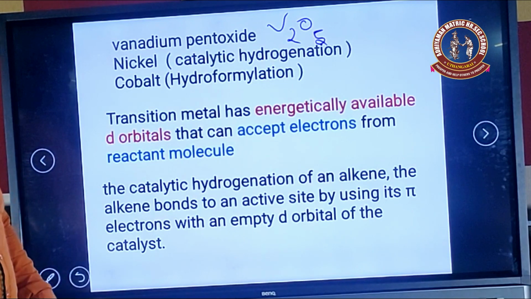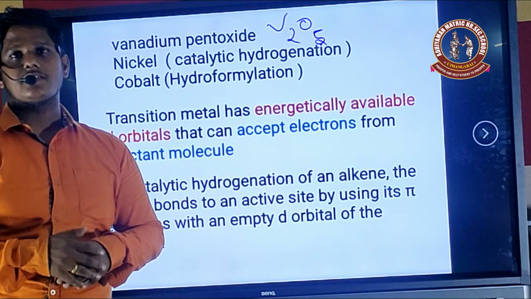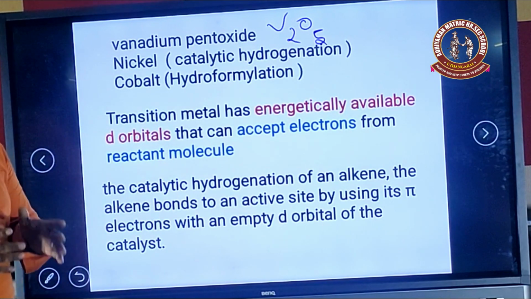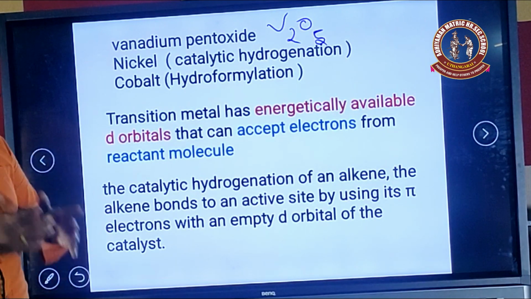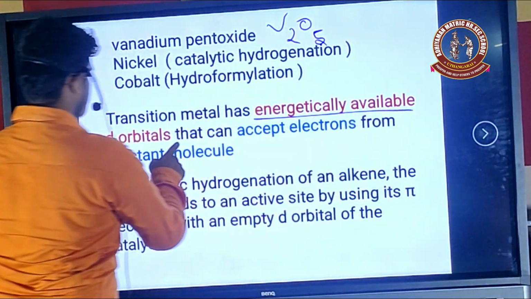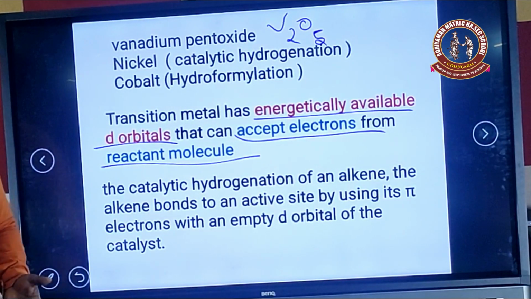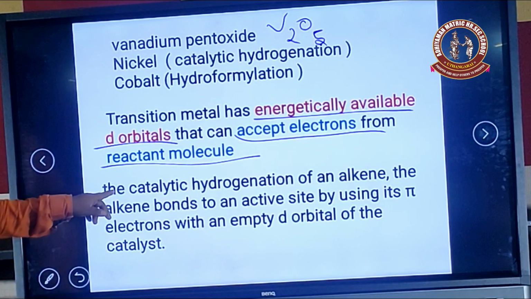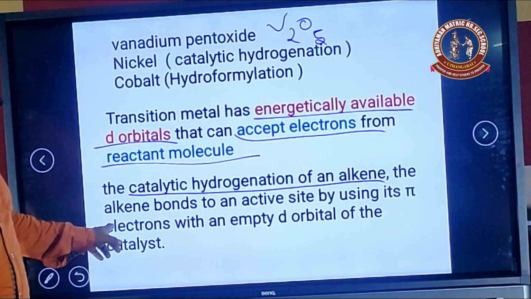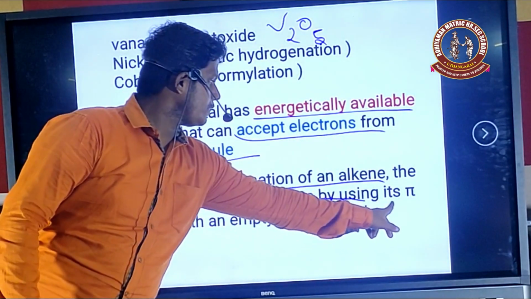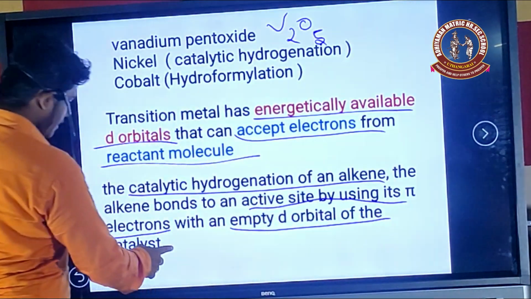Let us see one by one. Why do these d block elements show catalytic property? What is the main reason? So the d block elements contain a number of unpaired electrons available. These are energetically available d orbitals that can accept electrons from the reactant molecule to form bonds. That's why. Okay. So one example, catalytic hydrogenation of alkene. When alkene bonds to the active site by using the pi electrons with empty d orbitals of the catalyst.